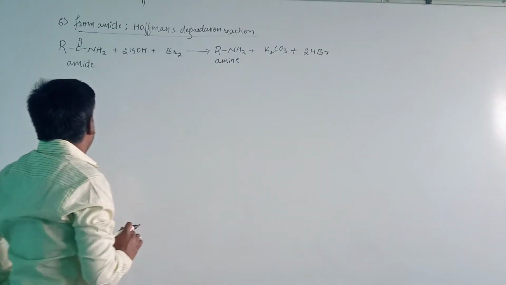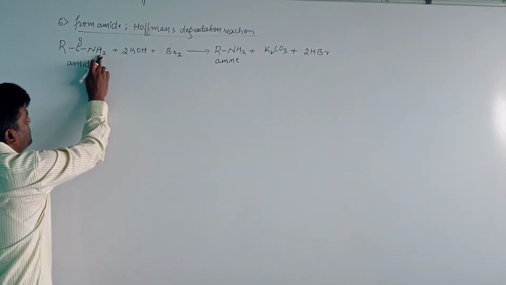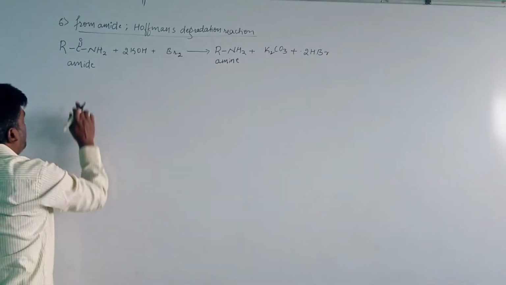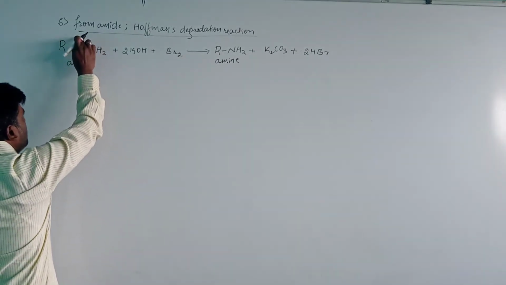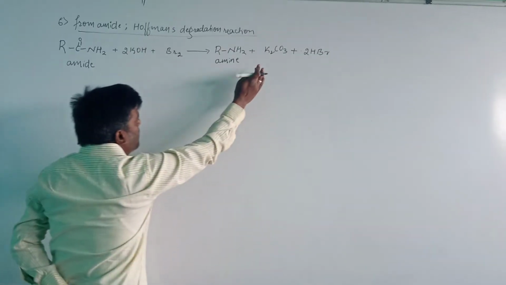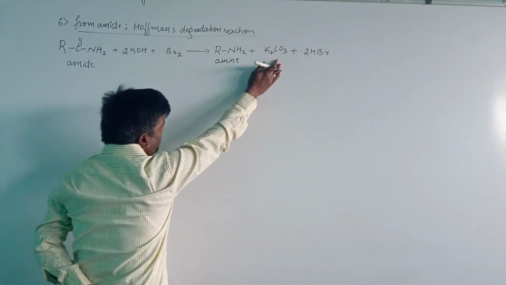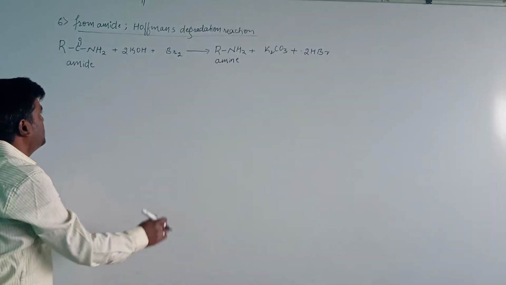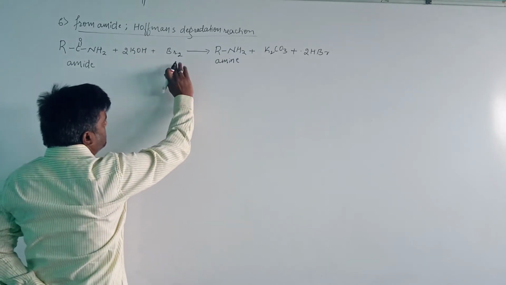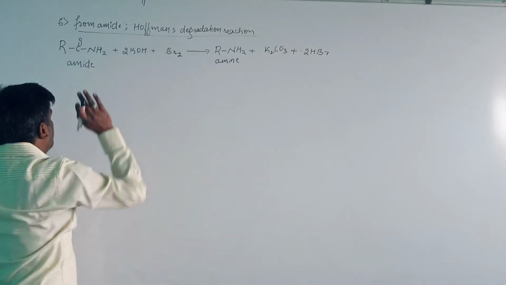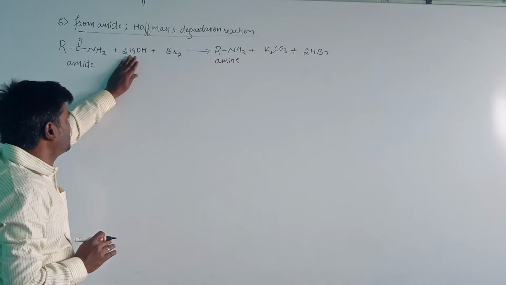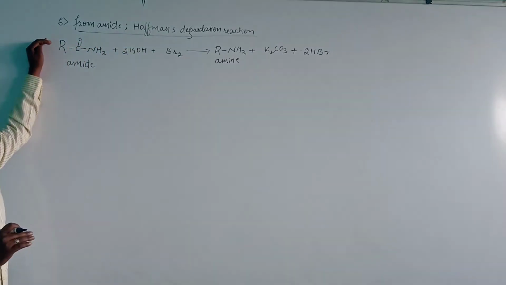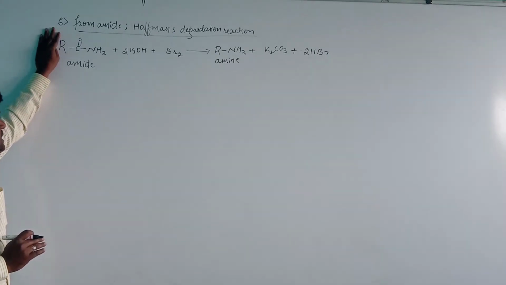In this reaction, one of the hydrogens will combine with the bromine and get converted to hydrogen bromide, and this CO group, this carbonyl group, will get converted to the carbonate, that is potassium carbonate, and the main product is the amine here. This amide will react with the potassium hydroxide and bromine, then it gives the amine. This is the general representation for the Hofmann degradation.